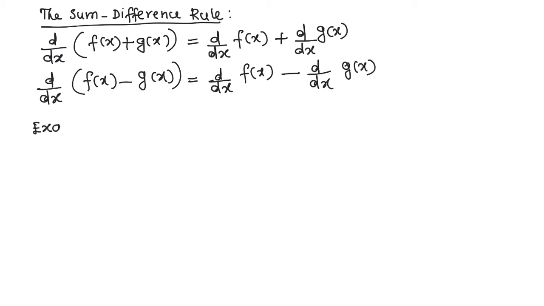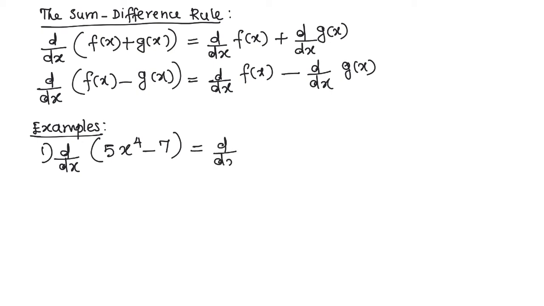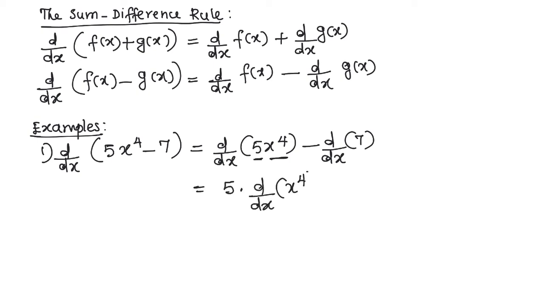So let's look at some examples. We need to find the derivative of 5x to the power 4 minus 7. You can take the derivative of each one. So the derivative of 5x to the power 4 minus the derivative of 7. The derivative of 5x to the power 4 is, this is a constant and a function, so constant times the derivative of the function. And the derivative of the constant is 0 here.